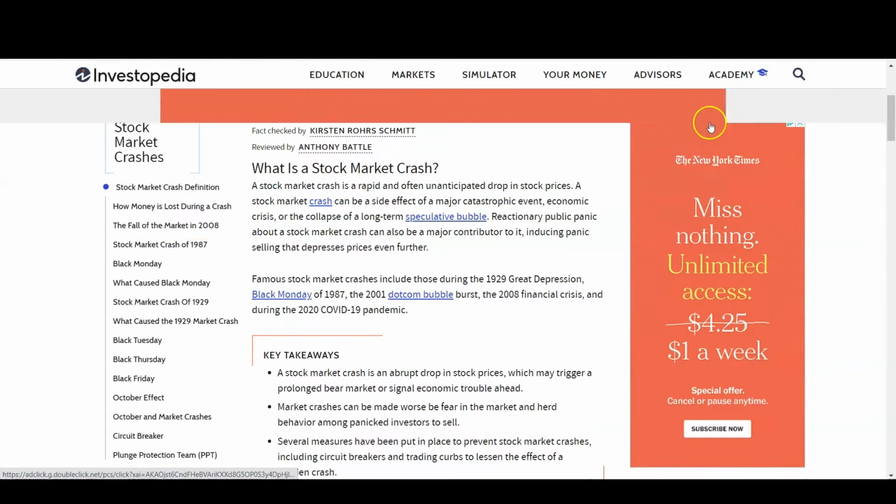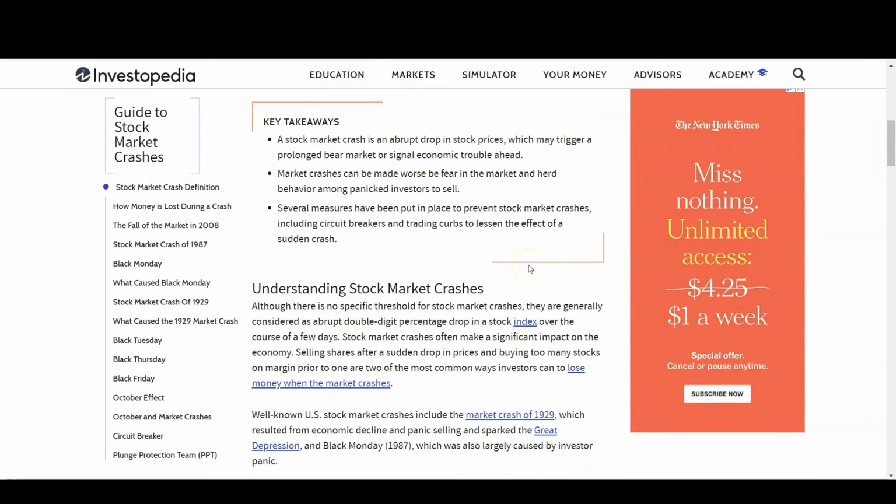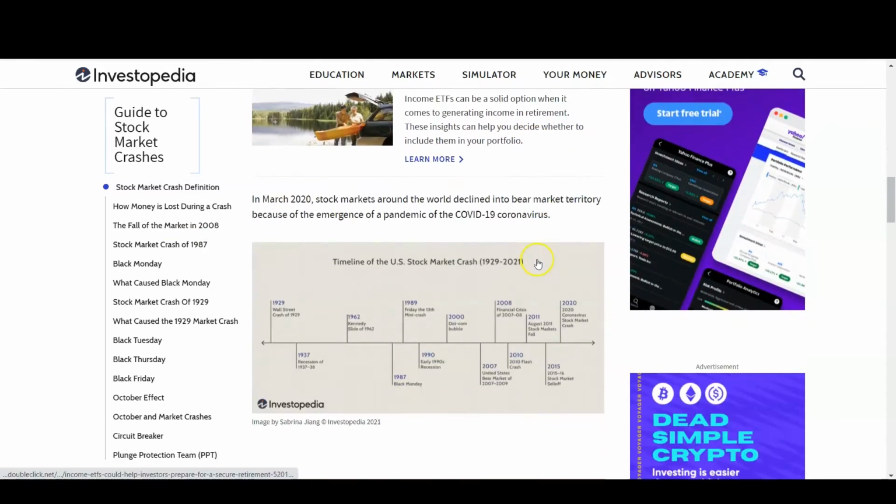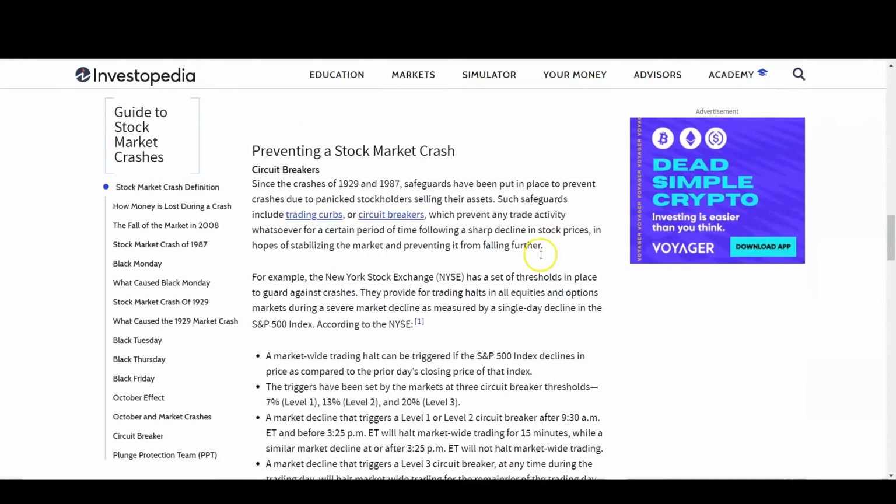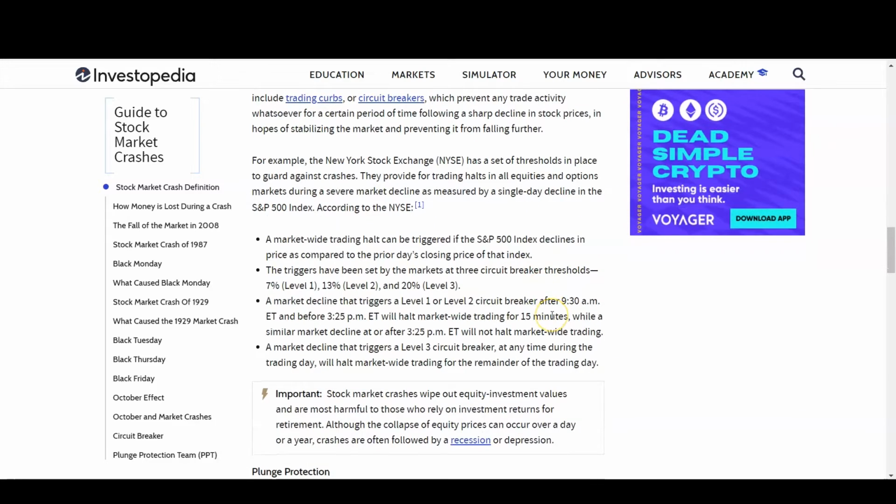I'm on a different article here, but I wanted to just compare and contrast these two. Let's see. I hope they give me a percentage here pretty quickly. That's what I'm looking for. Oh, perfect. The trigger. Okay. For example, the New York Stock Exchange has set a set of thresholds in place to guard against crashes. Right? They provide trading halts. That's what we were looking for. Yeah. In equities and options markets during severe market decline, as measured by a single day decline. Look at the second bullet point.